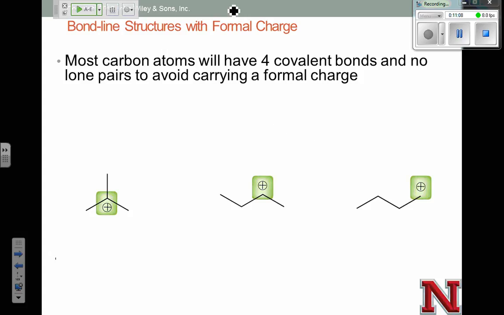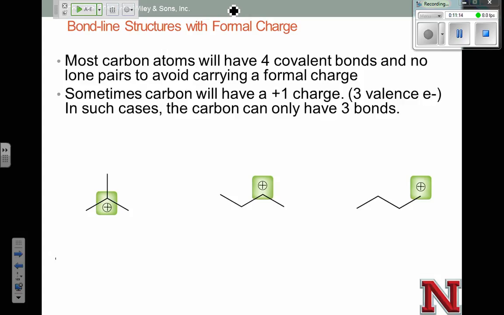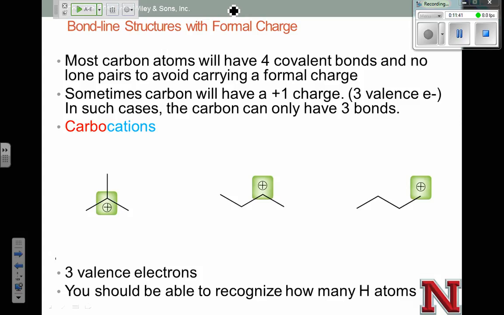Now, most carbons will have 4 covalent bonds and no lone pairs to avoid carrying a formal charge, but they can exist with a formal charge. One example is a carbon with a positive charge, and that is what we call a carbocation. Carbo for the carbon, cation because ion. Cation means positive charge. Now, you do have 3 valence electrons, and you have a total of 3 bonds. Remember, we don't typically draw the hydrogens, and that's the case here. So you need to recognize that when a carbon has a positive charge, it has 3 bonds. It's oriented to be trigonal planar, which is very important for some of the reactions, especially substitution reactions.